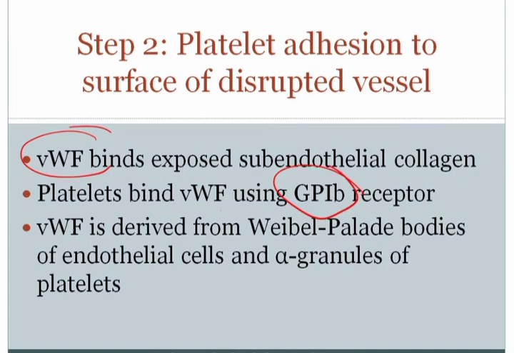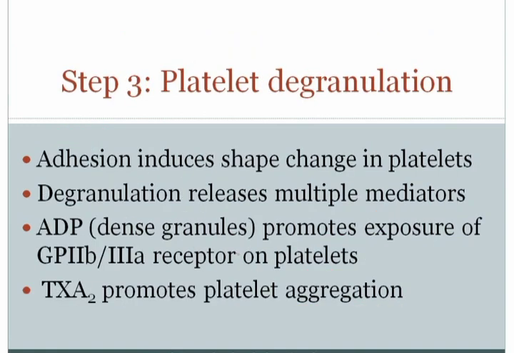Where does von Willebrand's factor come from? From the Weibel-Palade bodies and from the platelets, in particular the alpha granules of the platelets. Now then, that will cause platelet degranulation. So the adhesion will cause a shape change, which then results in degranulation, release of multiple mediators. Remember that ADP, which comes from the dense granules, then promotes the exposure of GP2B3A on the receptor of the platelets, and thromboxane A2, a derivative of cyclooxygenase, very high yield again.